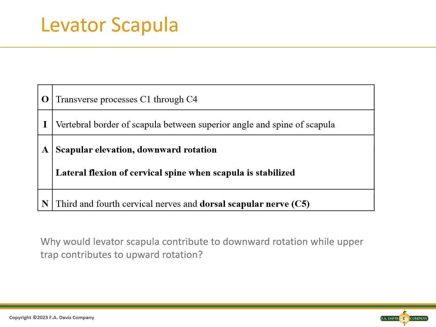So why would levator scapula contribute to downward rotation while upper trap contributes to upward rotation? For that, we have to look at the insertion points, because their origins come from a similar place, but upper trap attaches more laterally on the scapula. And so it's going to cause upward rotation, because as it pulls in its line of pull, it will cause the inferior angle to move more laterally. But levator scapula, because it attaches more medially on the scapula at the superior angle, between the superior angle and the spine of the scapula at the vertebral border, its line of pull is going to be a more direct upward motion, and so that will cause the inferior angle to move more medially.